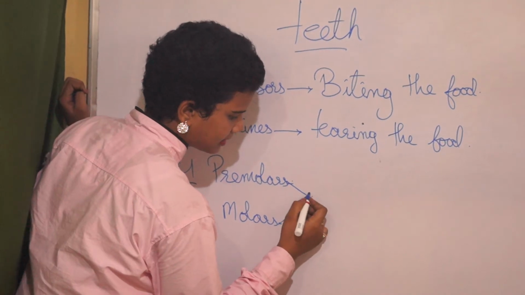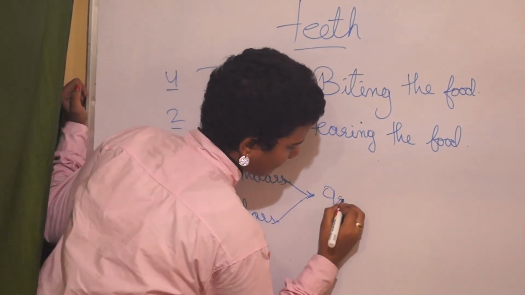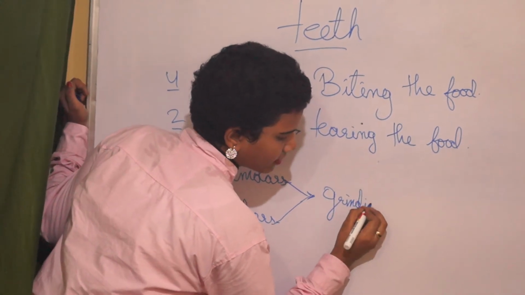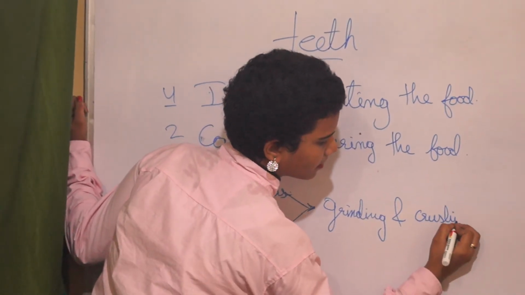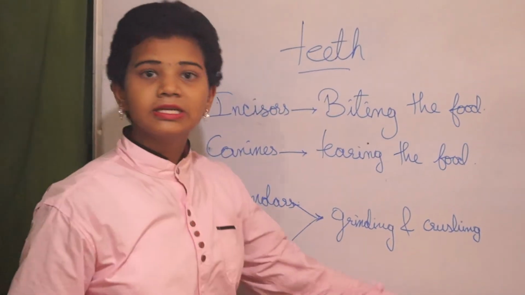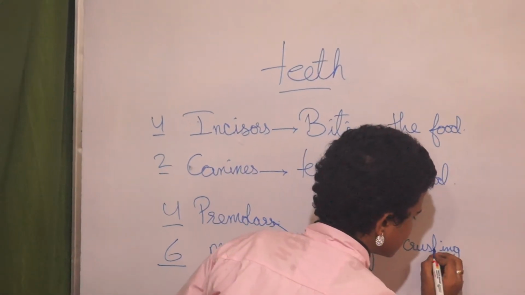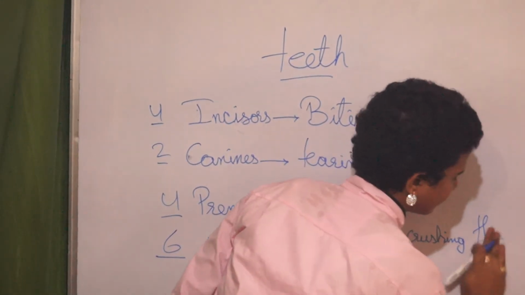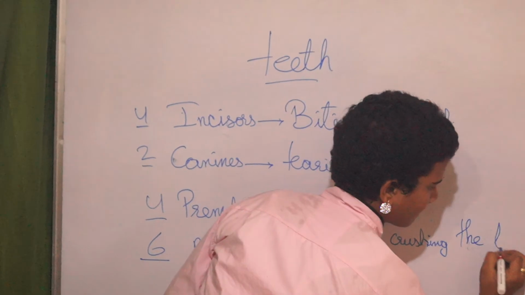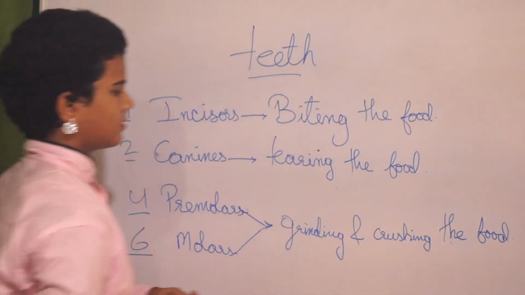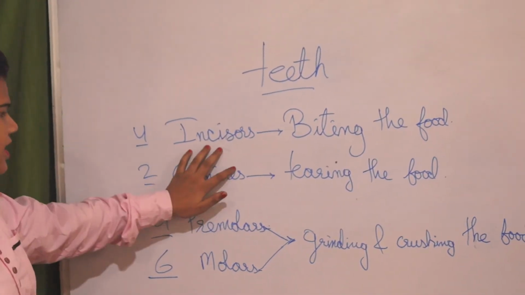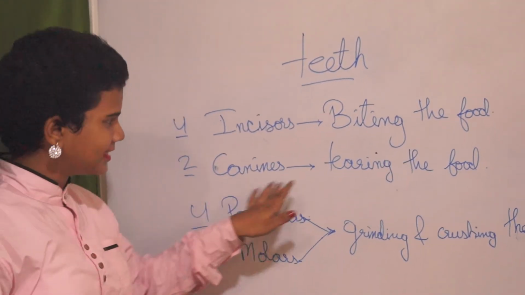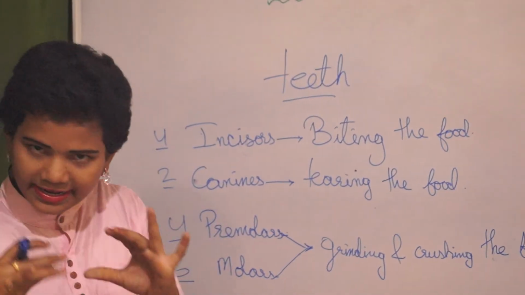Premolars and molars help in grinding and crushing the food. Whereas incisors help in biting the food, canines help in tearing the food, and premolars and molars, which are present somewhere here, help in grinding and crushing the food.